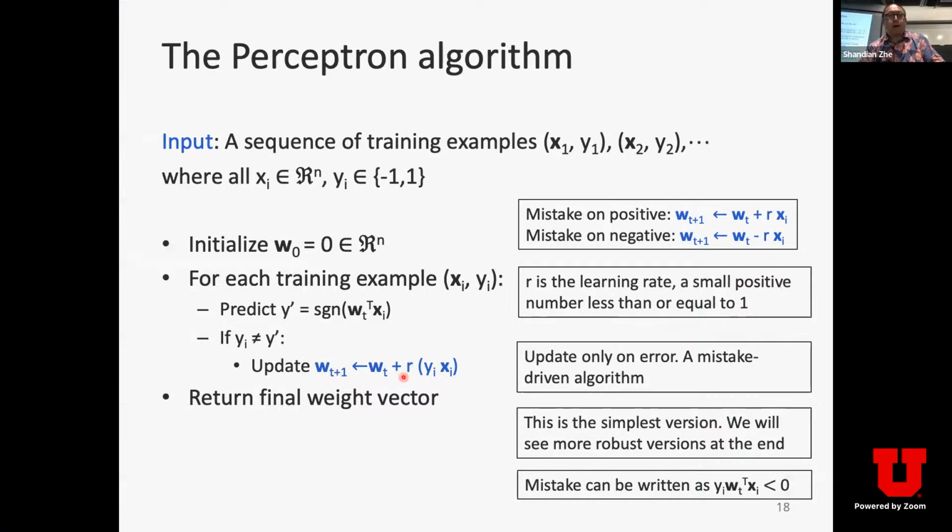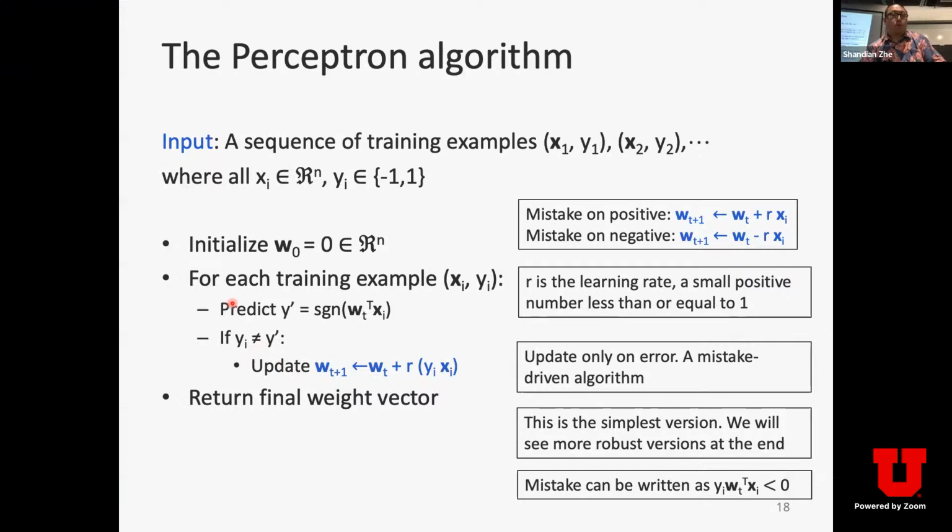So you add to the current weight vector wt this term. Here r is a small positive constant we call the learning rate. By default, you can simply set it to be 1. And you multiply the feature vector xi with the label yi. You can imagine that yi is either 1 or -1, so that means you're going to either add r times xi to wt or subtract r times xi from wt. And you finish this update.